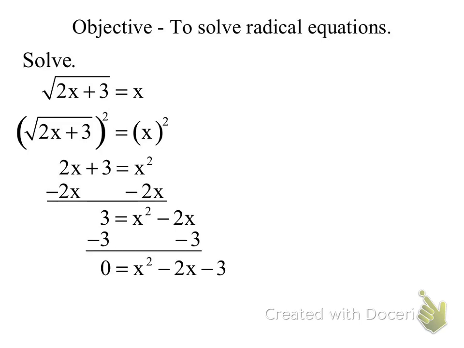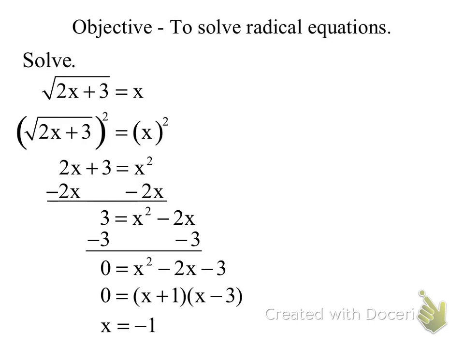And now I'm going to factor. What multiplies to negative 3 and adds to negative 2? Negative 3. Okay. What adds to negative 3, multiplies to negative 3, Sebastian? Negative 3 and 1. Okay, so my answers are x plus 1, x minus 3, and what would the solutions be to that? Sydney? X equals 3 and x equals negative 1.